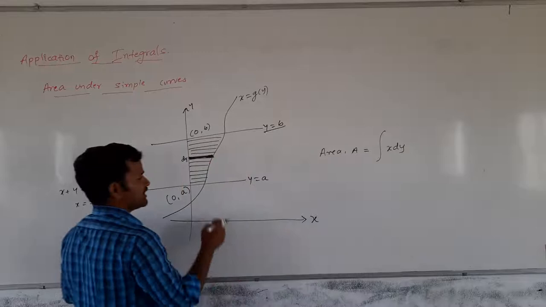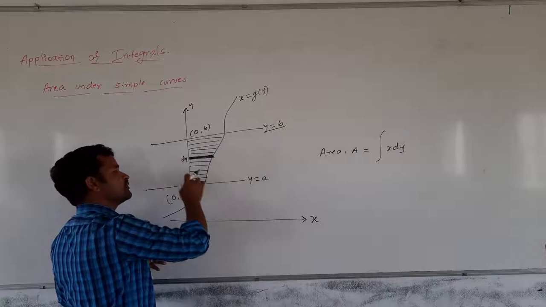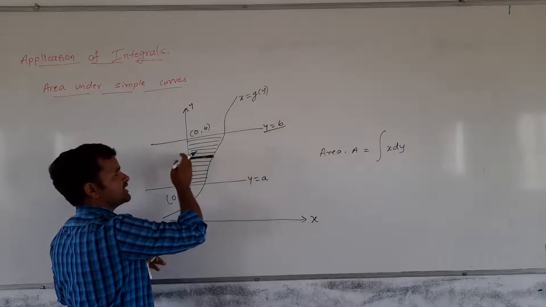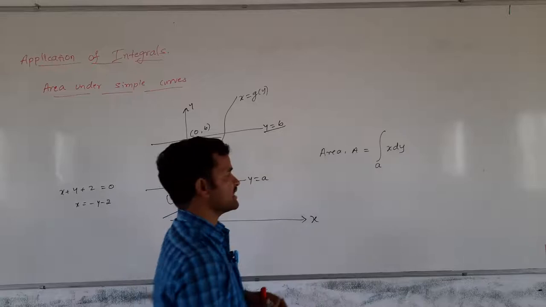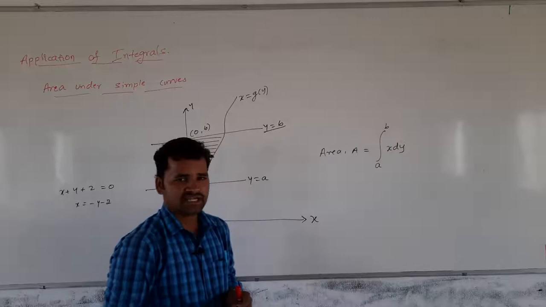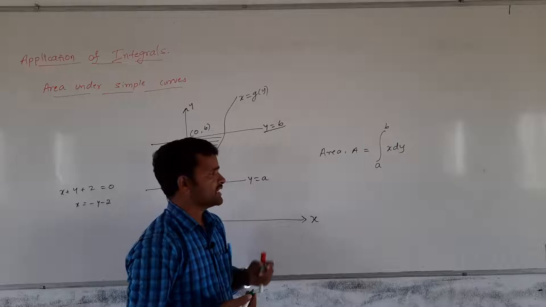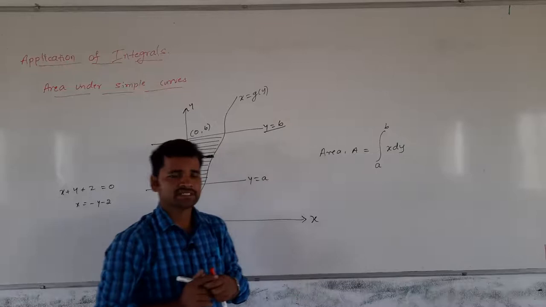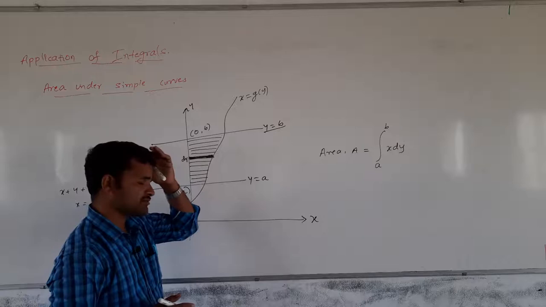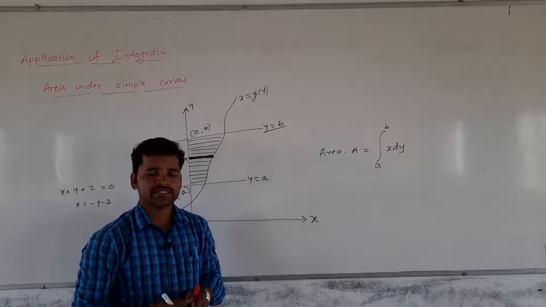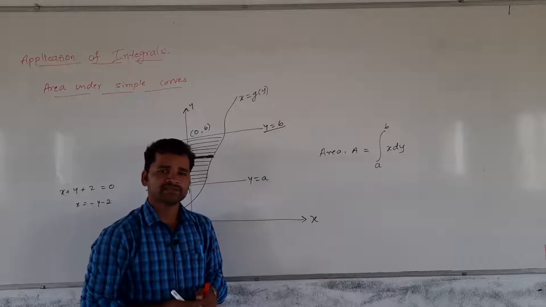Now we have to integrate from y equal to a to y equal to b to get the whole area, the area bounded by the curve x is equal to g of y, the y-axis, and the lines y is equal to a and y is equal to b, where y is equal to a is the lower limit of the integral and y is equal to b is the upper limit. So area is equal to the integration of x with respect to y from a to b. This is the concept of finding the area using horizontal strips, and the previous case was finding the area using vertical strips. These are the concepts.